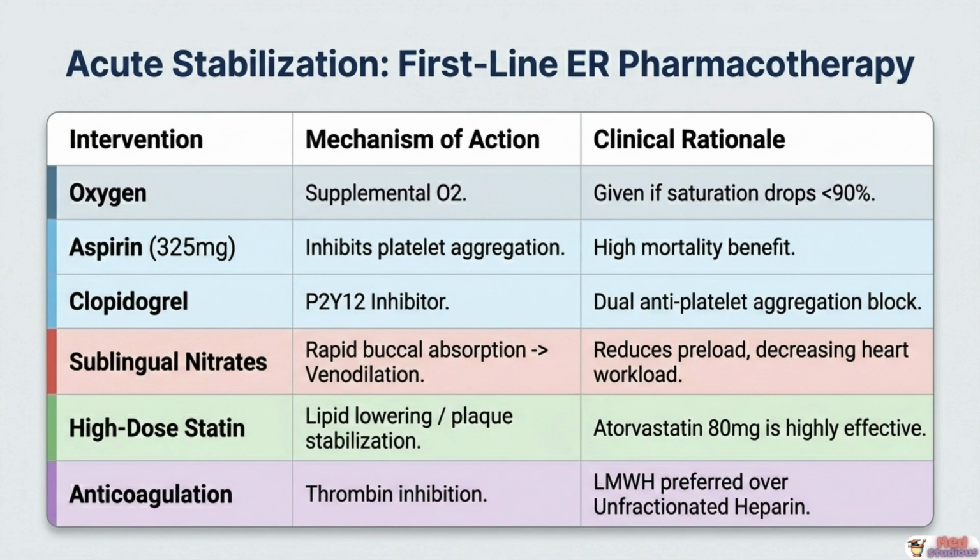High-dose atorvastatin at 80 milligrams provides acute plaque stabilization beyond its chronic lipid-lowering effect. And anticoagulation with low molecular weight heparin, preferred over unfractionated heparin for its predictable bioavailability, inhibits thrombin and blocks further clot propagation within the occluded vessel.